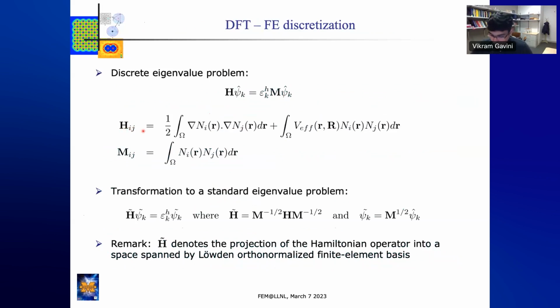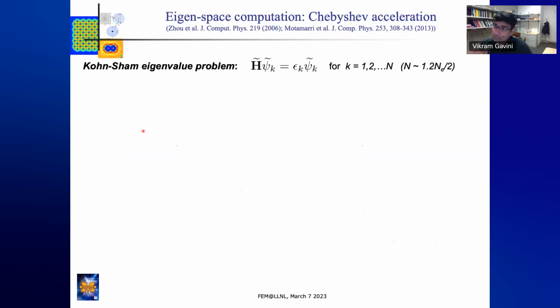the Hamiltonian matrix elements. Okay, so now that we have a discrete standard eigenvalue problem, solving this problem is also computationally challenging because we are talking about solving as many eigenstates as there are number of electrons in the system. And some of the larger problems that we did, N was closer to about 100,000. And so trying to compute that many eigenstates can be challenging. But there is a key aspect of the nature of the Kohn-Sham eigenvalue problem that we are solving, which actually comes to our rescue.